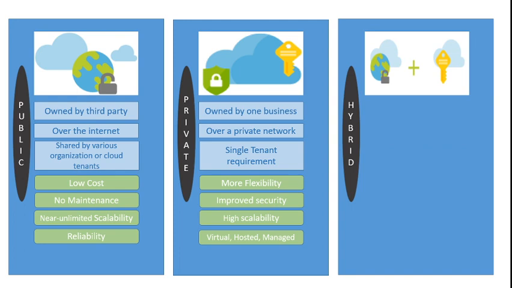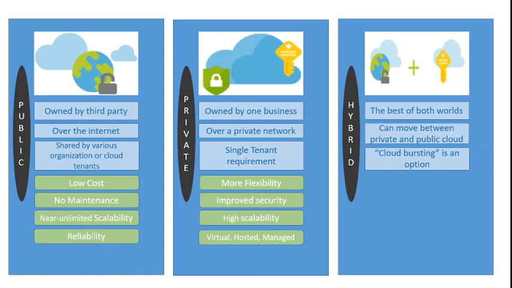The third type of cloud is hybrid cloud, which is a combination of both public and private. So it is the best of both worlds. That means you can leverage the benefits of both clouds based on your requirement. You can easily move between private and public cloud in this case. That means some of your resources reside in private cloud and some of the services that you use are from the public cloud as well. That facility is known as hybrid cloud.